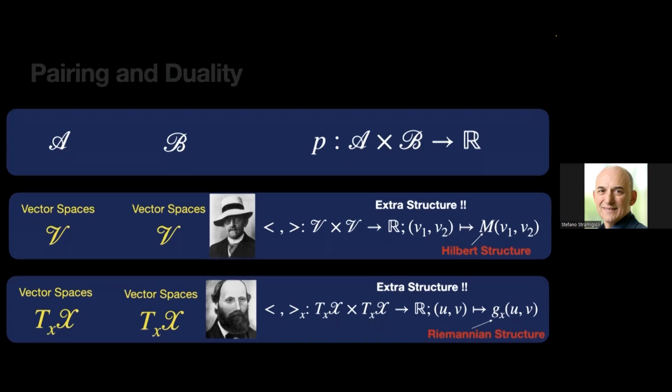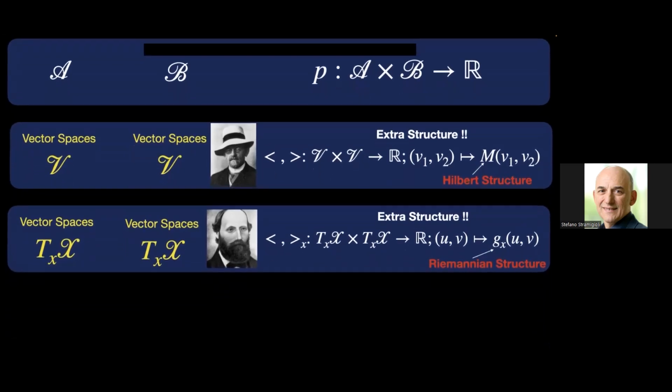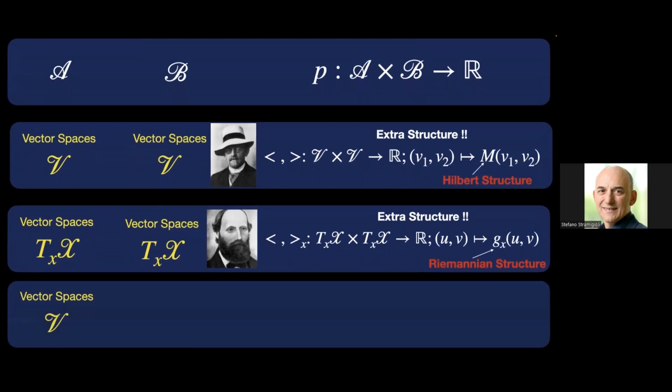All right. Now, is there a way to do it without adding any other structure? Could we define another set on which we could define a pairing? Yes, it's called a dual space.